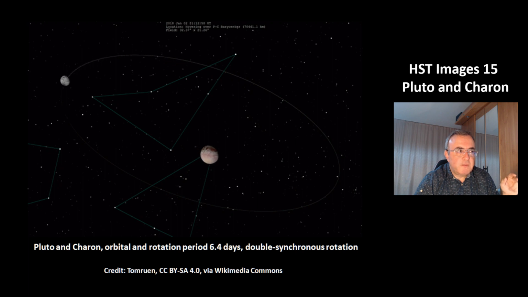This is a picture of Pluto and Charon. They both have the same orbital and rotation period of 6.4 days, and they have a double synchronous rotation, which means both Pluto and Charon show each other the same side at all times.